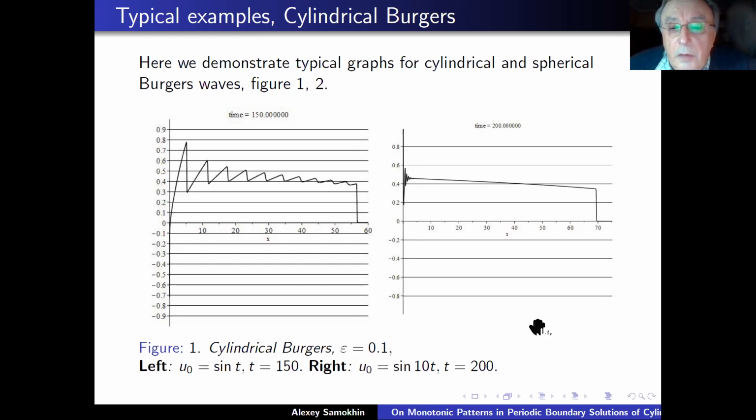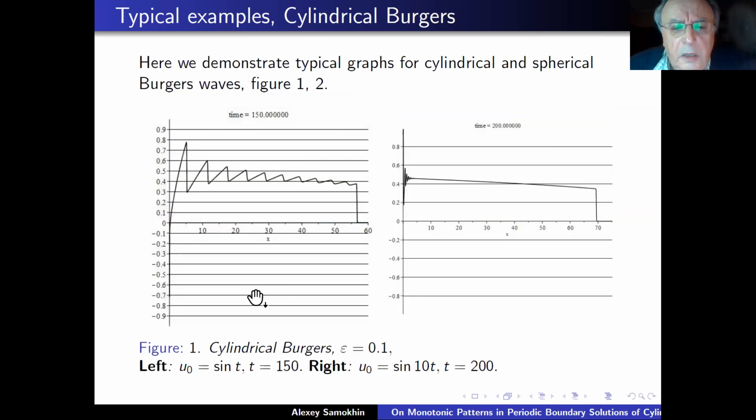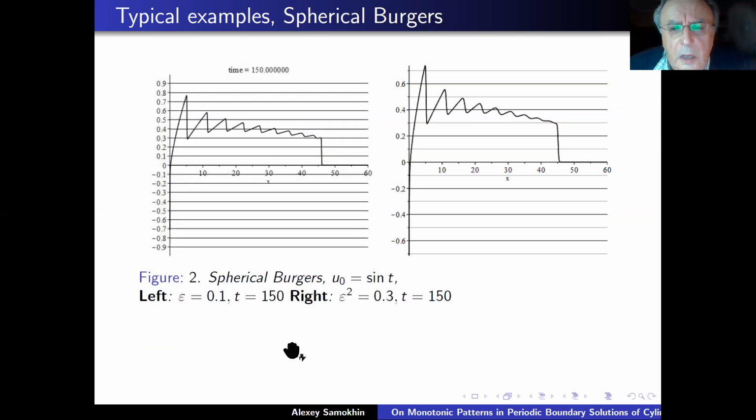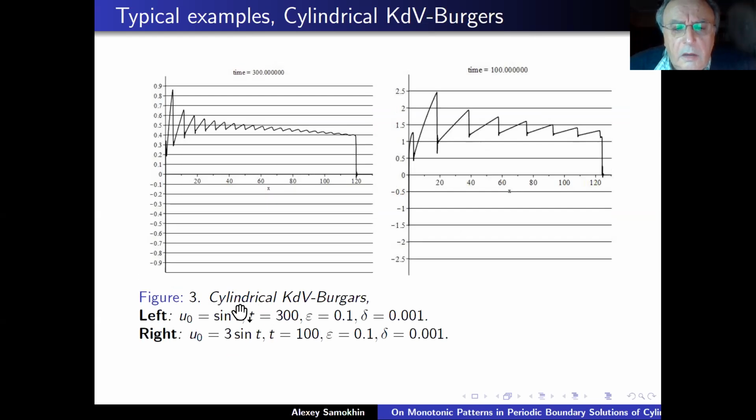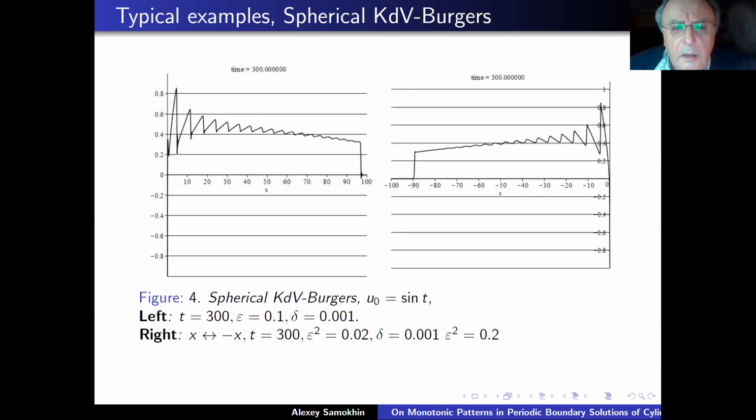I would rather not comment so far. There are different initial conditions in different equations. This is for spherical. Before that was for cylindrical, and that is cylindrical KdV-Burgers, while before it was simply Burgers, that is without dissipation, and this is spherical Burgers with different initial values, and this wave is propagating to the left.